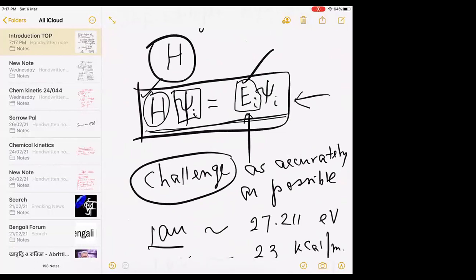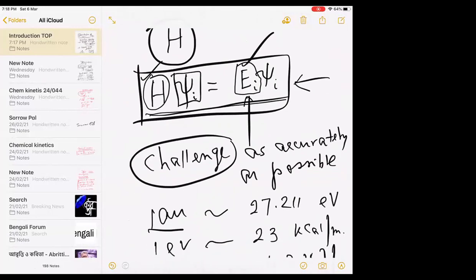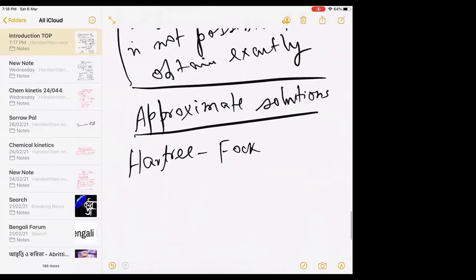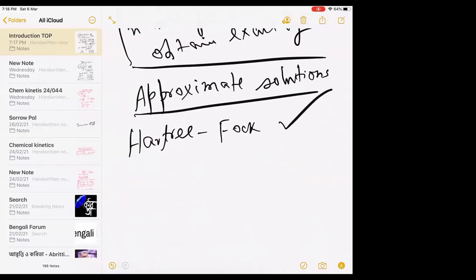Again, I'm not going into the detail. That's why they are called fermions. Bosons are symmetric, fermions are anti-symmetric. They all come from the quantum indistinguishability of the Hamiltonian. Again, those are parts of quantum mechanics. So the Hartree-Fock is something which is the simplest.